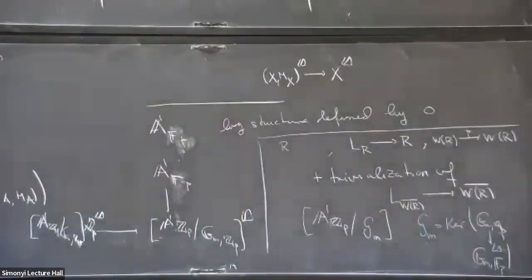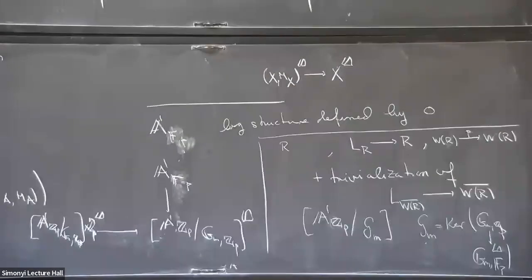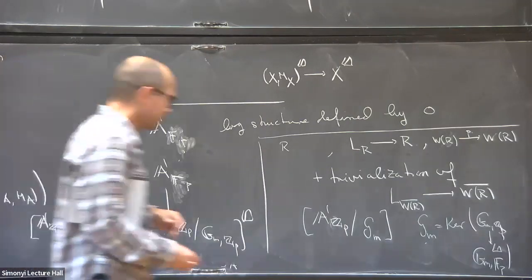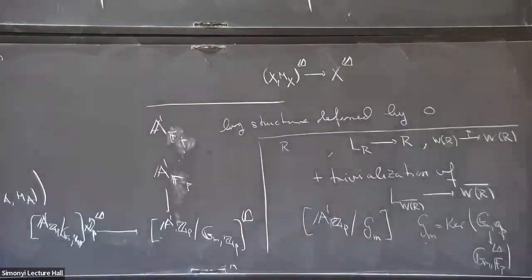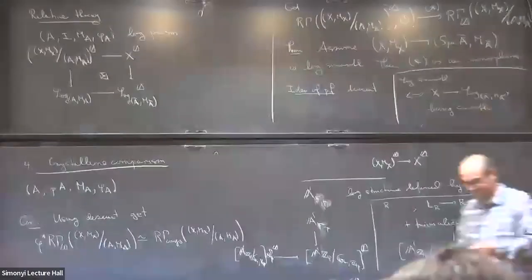So I guess the prismatization of A1 over F_p with no log structure is just A1 over Z_p modulo G_a sharp. If you have this log structure corresponding to the point, maybe you need to take the quotient by some subgroup of G_a sharp. Is it possible to describe it this way? Not for me standing at the board, but I would be happy to talk about it. All right, if there are further questions, let's talk about them over coffee.